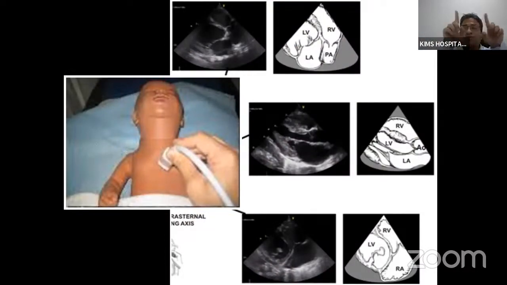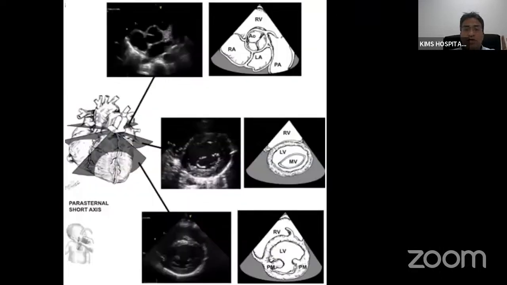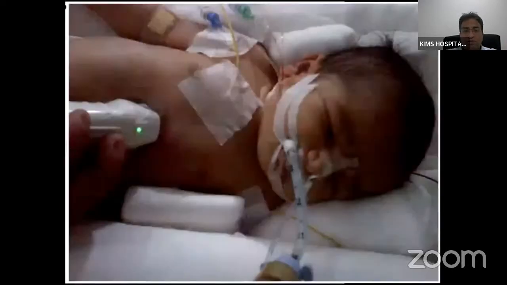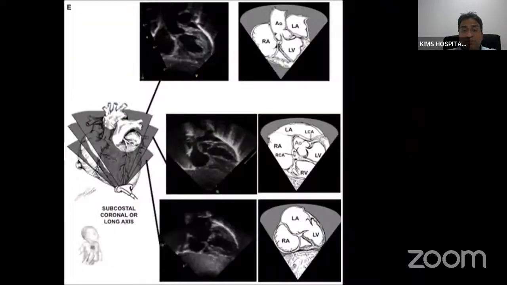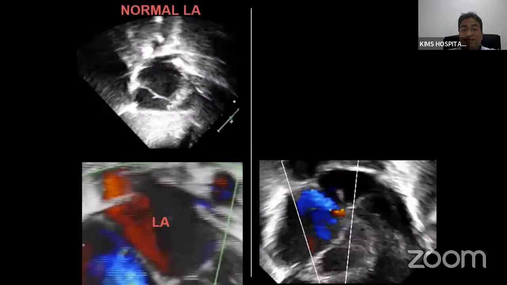Apical view, that is for the four chamber view. Subcostal, which is for your IVC, SVC, atrial septum. Parasternal long axis. You can see this. In the middle panel, this is the parasternal long axis, so that you have to see. I will teach you that there. But these are the various positions. This is the position for the subcostal. You can see in the subcostal.